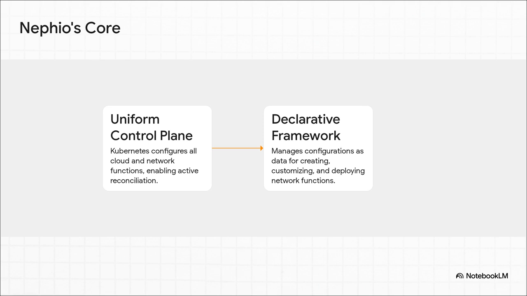Now, on top of that Kubernetes foundation, Nephio adds its own specialized secret sauce: the declarative automation framework. This framework, which is also built on Kubernetes principles, gives you the specific tools you need to manage all those complex network configurations as clean, reusable, version-controlled data packages. It's the telco-grade specialization built on a cloud-native foundation.